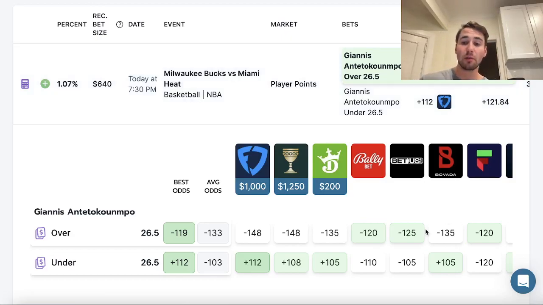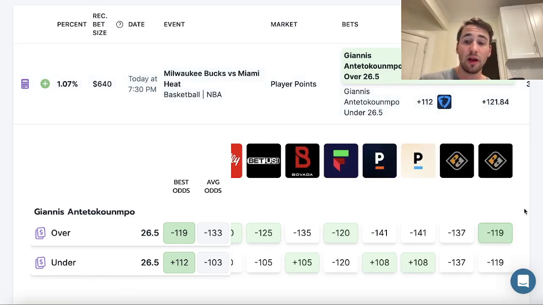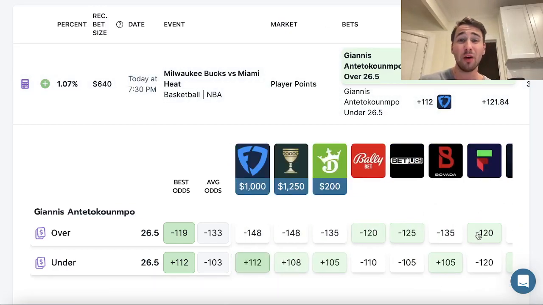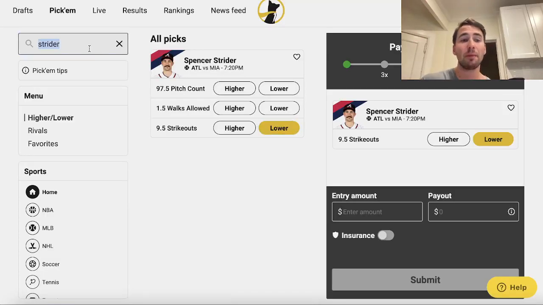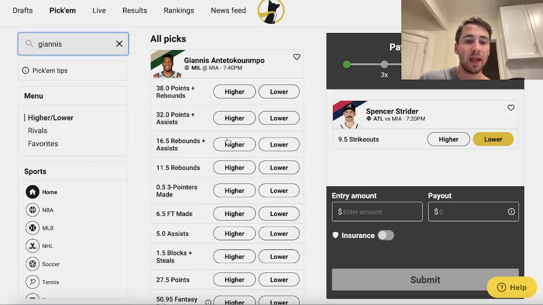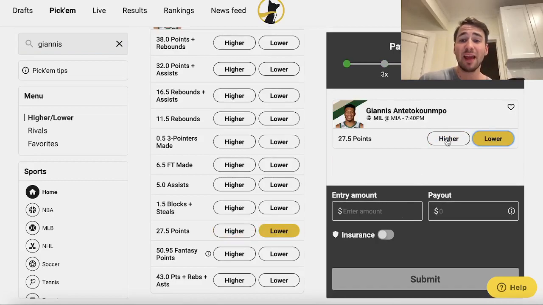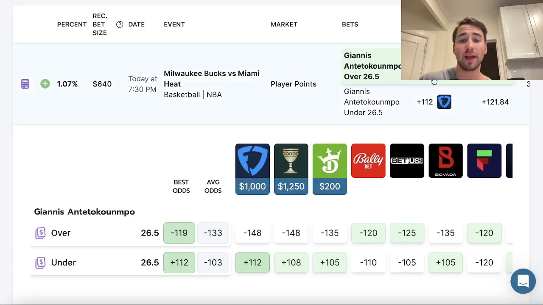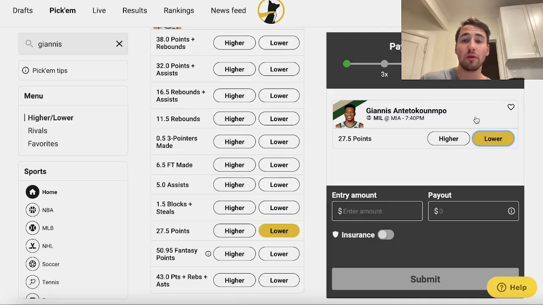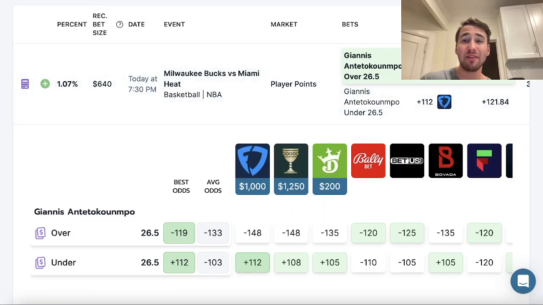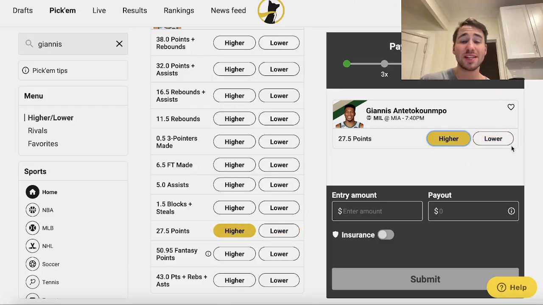So you can see here, PrizePicks has his line at 26.5. All the books are telling you, yo, he's a lot more likely to go over as opposed to under. So PrizePicks is slipping up, right? They're giving us too much value. And if you look at Giannis on Underdog Fantasy, they have his over-under at 27.5 points. You're getting a full point of value, right? Giannis over 26.5 is great value on Underdog Fantasy as well. They have his line at 27.5.